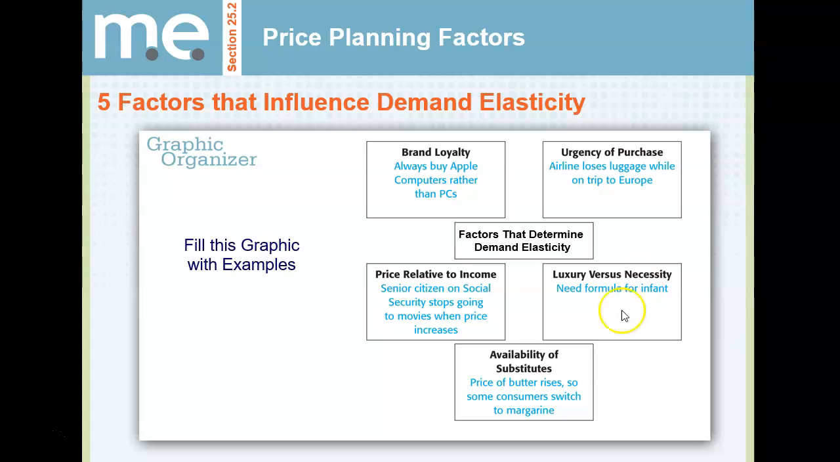And then the availability of a substitute. If the price of butter rises, some consumers will switch to margarine. And that kind of goes along with everything, even inelastic items.